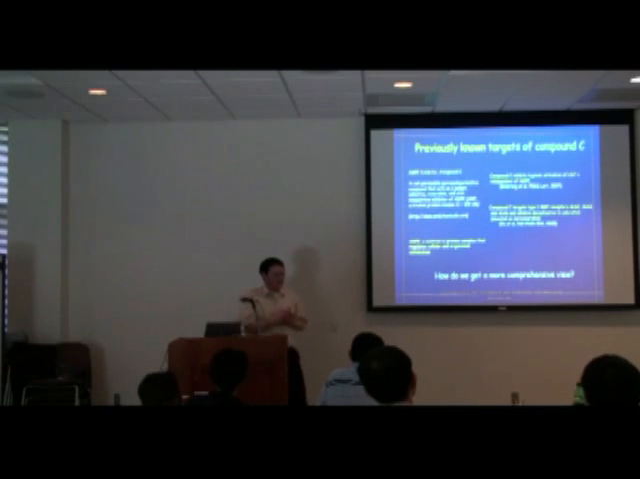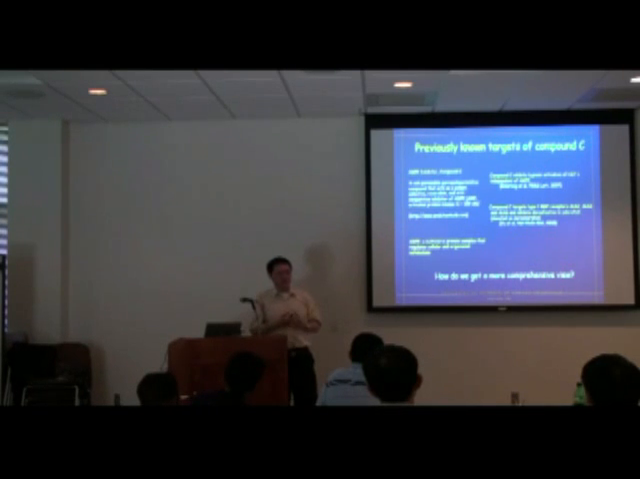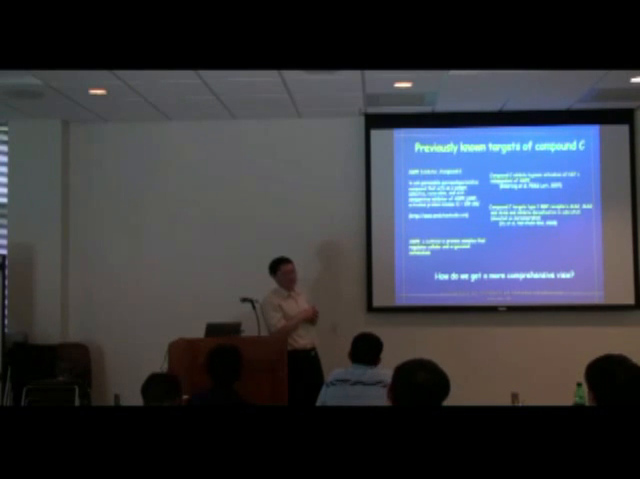Now, what's the target of this compound, right? So you see, well, it's nice that it does something in these human ES cells, but what is the molecular target of this compound? So this is where the story became really frustrating in the beginning for us, and also very interesting in the end. So people have known for many years that the target of compound C is AMPK, AMP activated kinase.